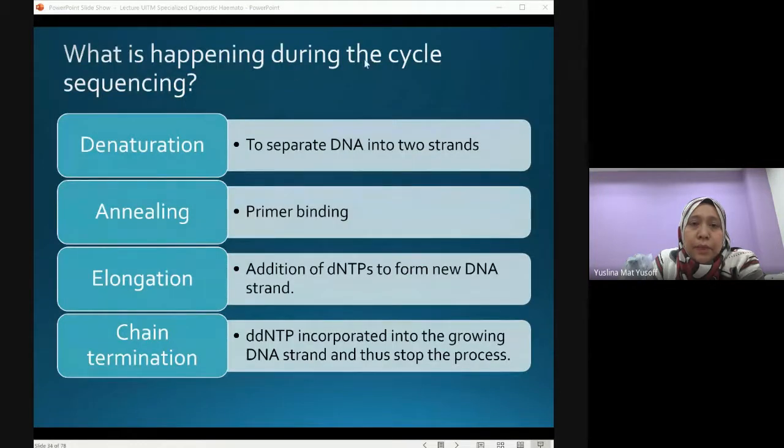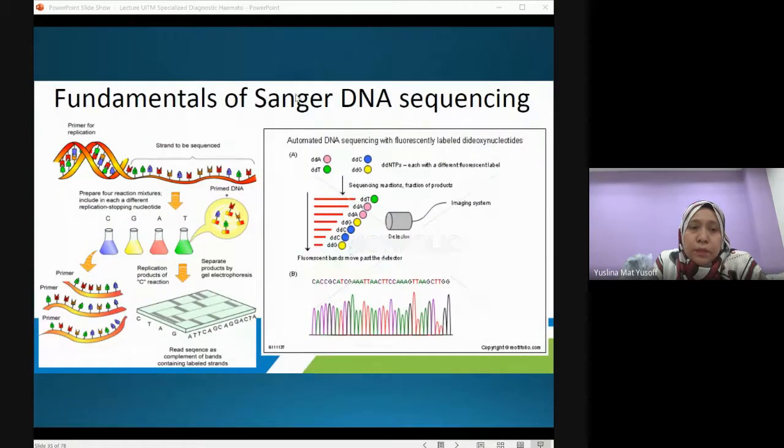So what is happening during the cycle sequencing? First, denaturation to separate DNA into two strands, then annealing, the primer binding, elongation, addition of the NTPs to form a new DNA strand, and then chain termination, where ddNTP is incorporated into the growing DNA strand and thus stops the process. So how does it look? I think that I have explained earlier.